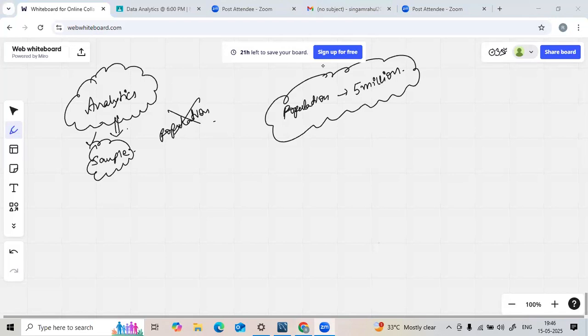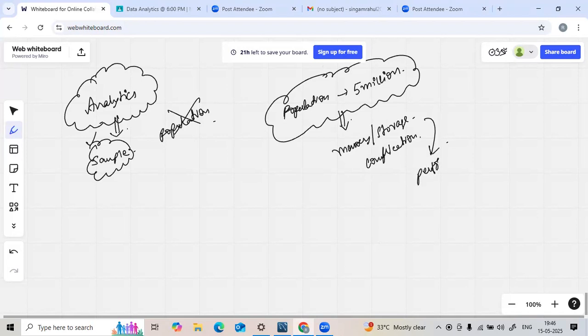When you're considering the population, 5 million rows are there, 50 lakh rows are there. If you are importing all the 50 lakh records into the tool, memory and storage complications come into the picture. If memory or storage complications are there, obviously performance will degrade. Yes or no? Performance will degrade.